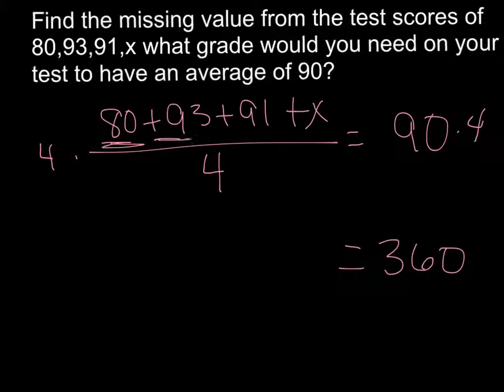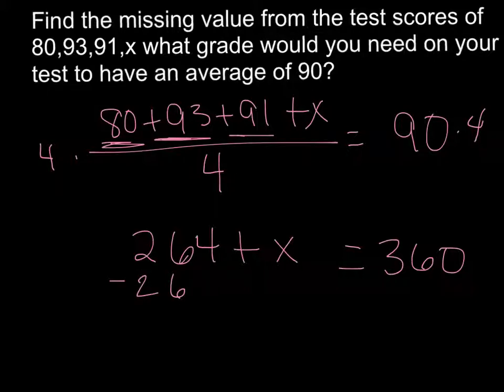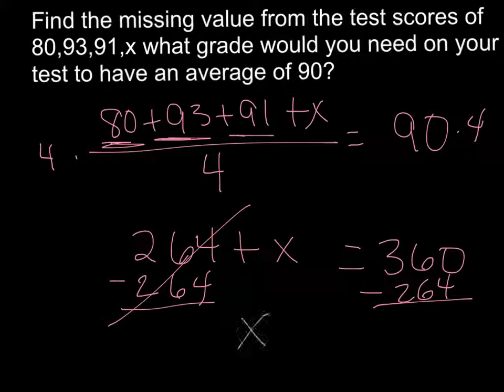Then if you actually add these numbers up, 80, 93, and 91, you get 264 plus your X equals 360. And then last step to solve for X, you would subtract 264, and you'd get X equals 96. So in order to get an average of 90, you would need to get a 96% on your next test. So that is central tendencies.